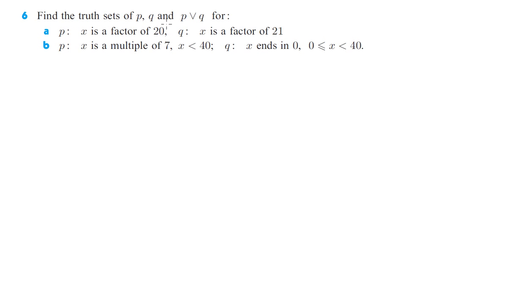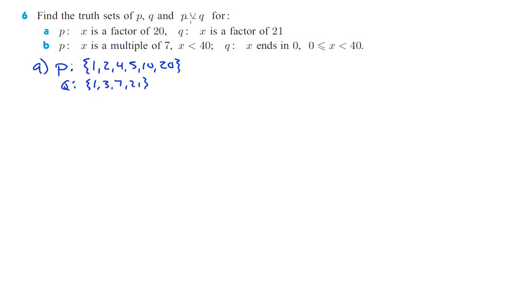Number 6, find the true sets of P, Q, and P or Q for these here. So A, we've got P. P is a factor of 20. So that's 1 times 20, 2 times 10, 4 times 5. So these should be all of our factors. 1 and 20, 2 and 10, 4 and 5 are all the factors of 20. Q is X is a factor of 21. So let's see, we've got 1 and 21, 3 and 7. So that's what we have for that.